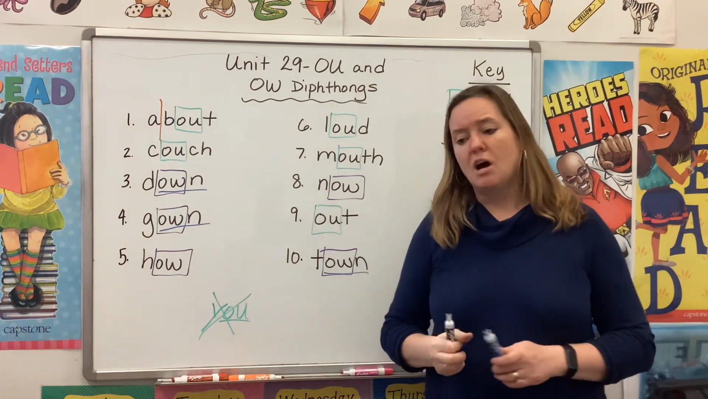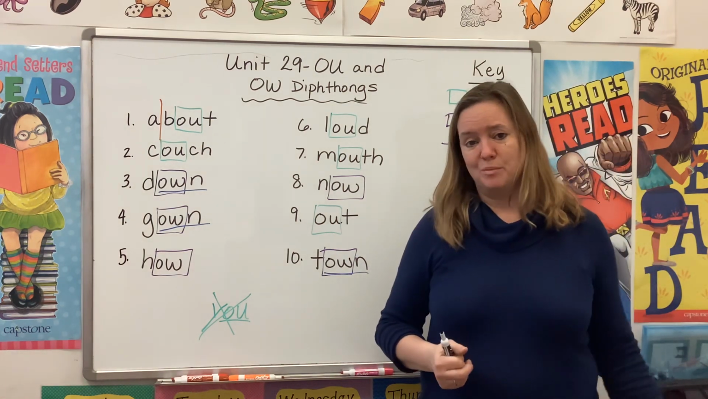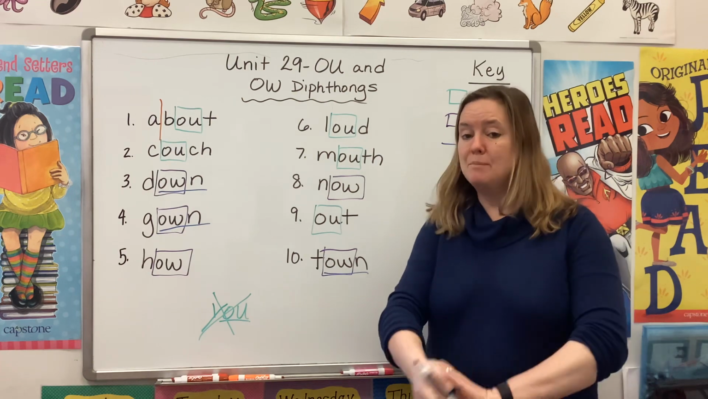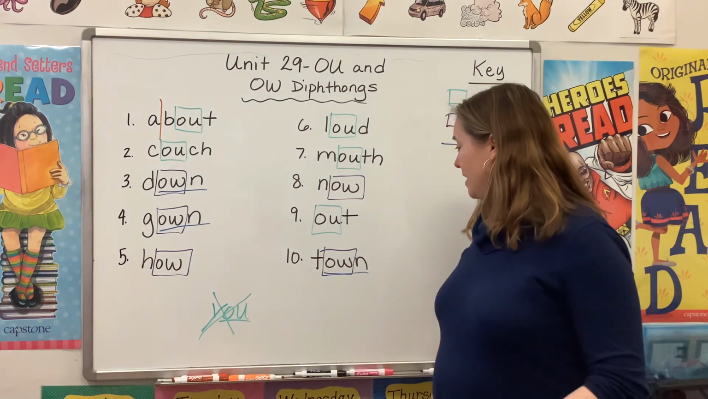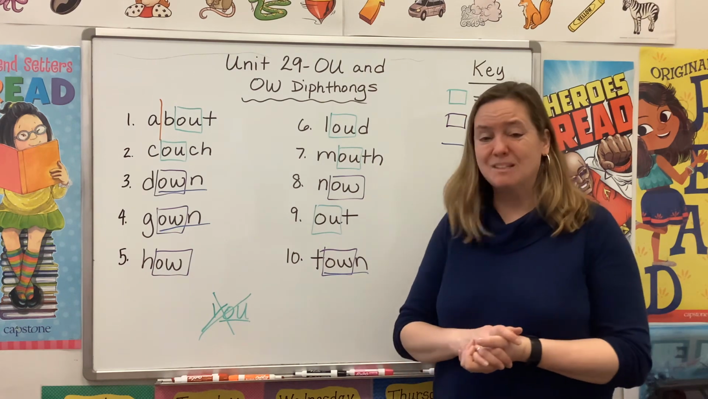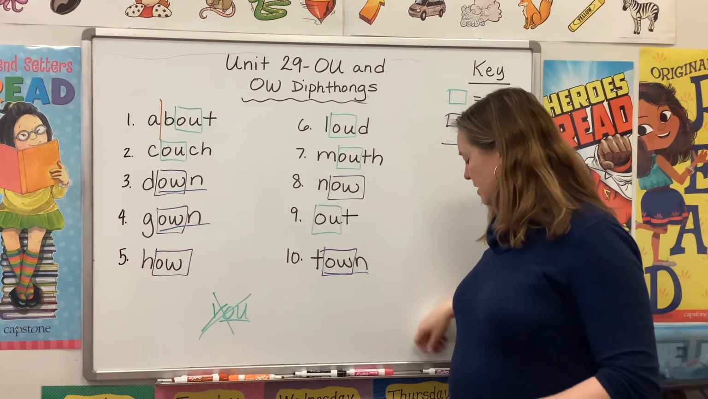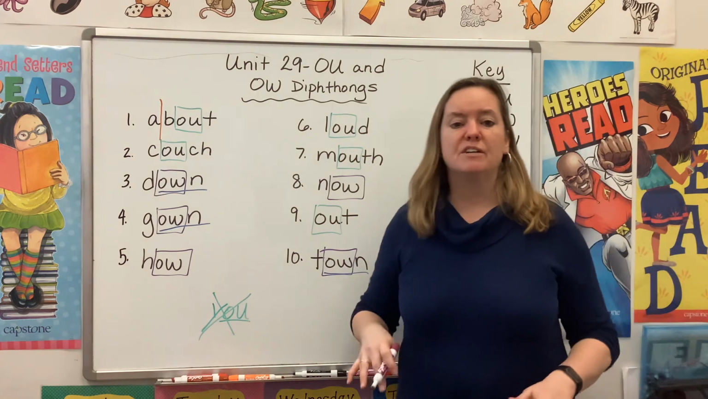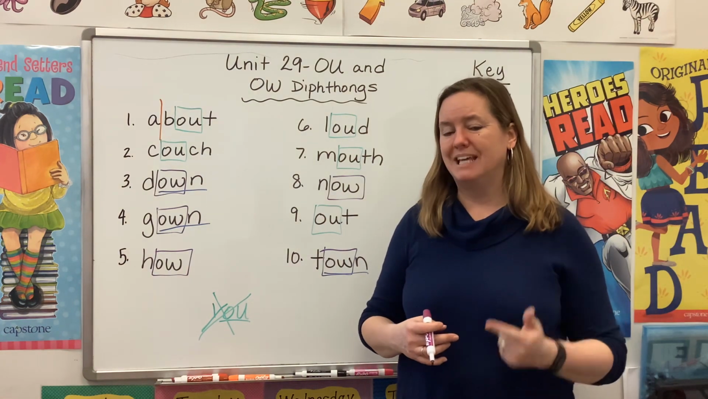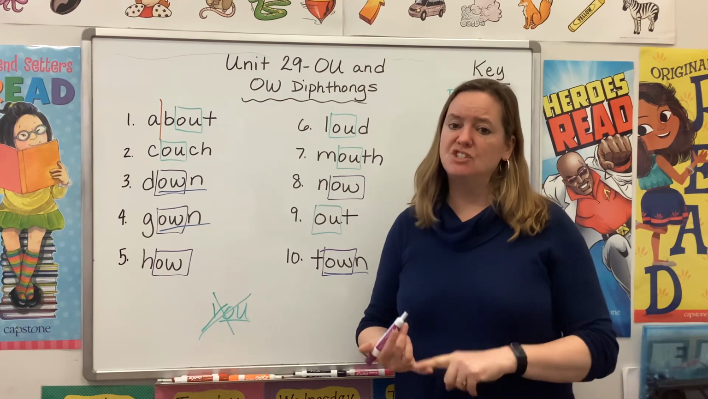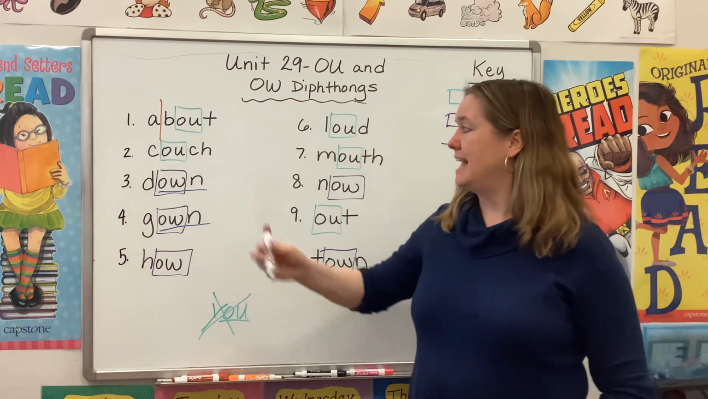Okay, let's talk about the meanings of our words. We have no homophones this week, so that's good. We have some new parts of speech that I want to talk about with you, but let's look for the easy stuff first. Let's look for nouns: people, places, things. If I can touch it, if I can draw it, it is a noun.